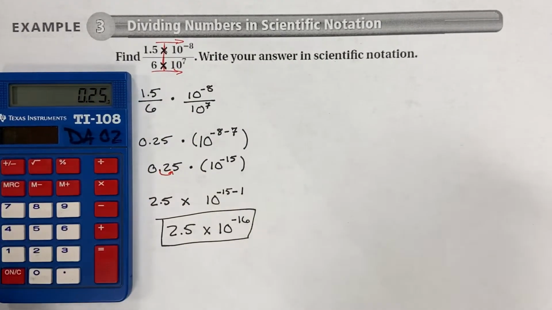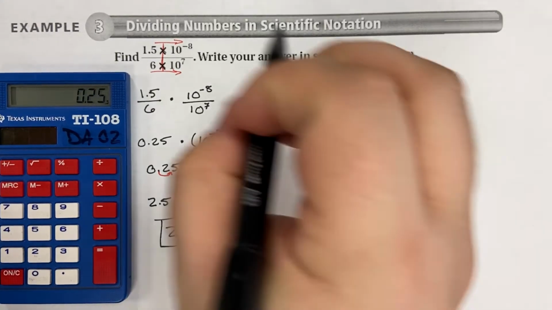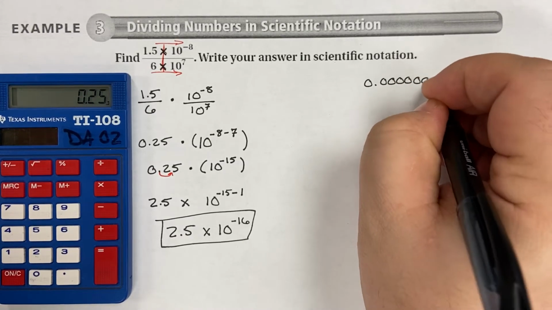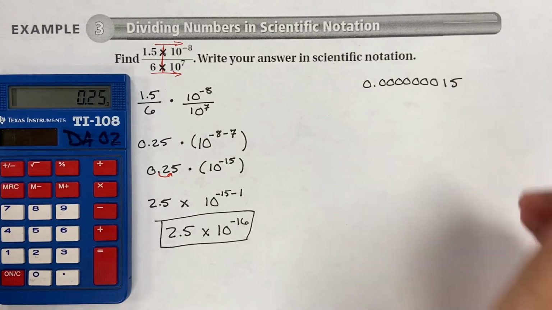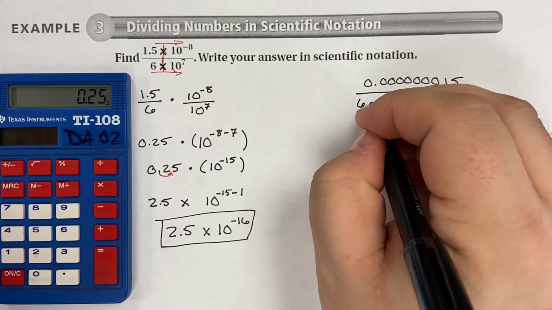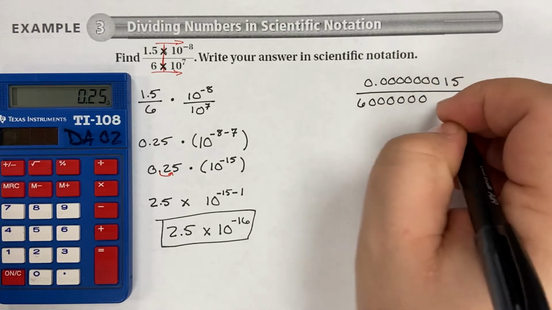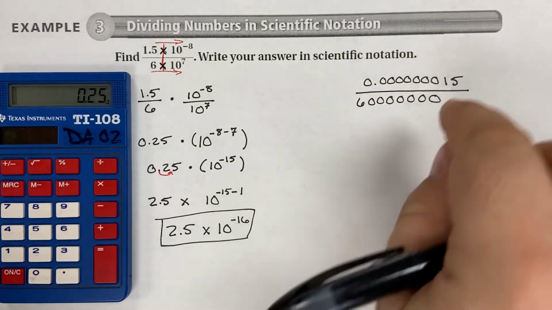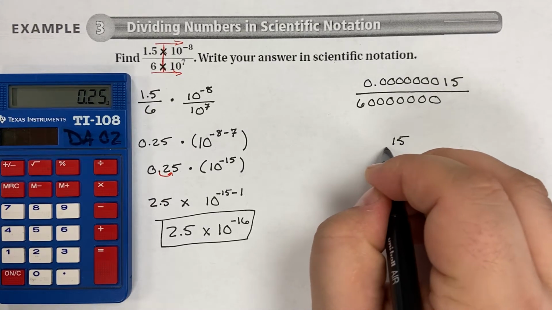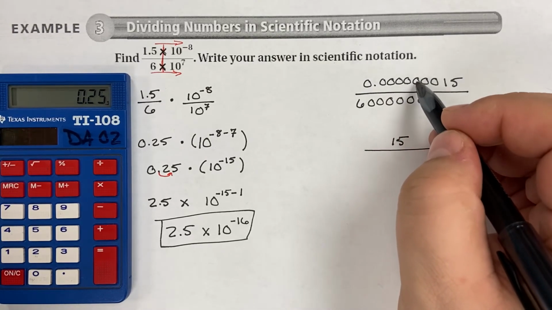So let's go ahead and work through this as well. This would be the same thing as 0.1, 2, 3, 4, 5, 6, 7, 1, 5 divided by 6 and 7. 1, 2, 3, 4, 5, 6, 7. Okay, so our numerator is actually rewritten as 15 over 1, 2, 3, 4, 5, 6, 7.